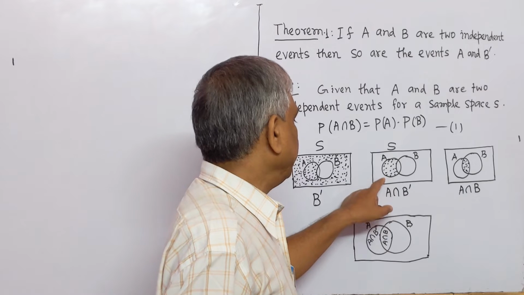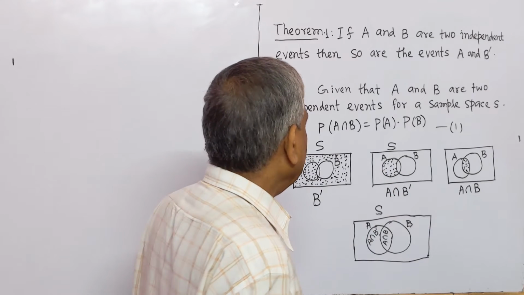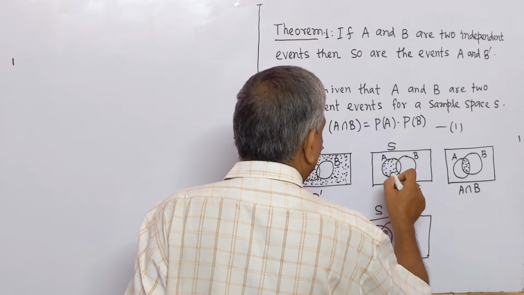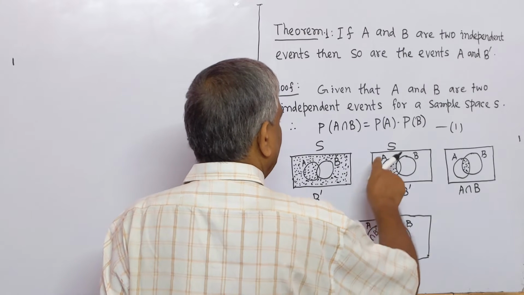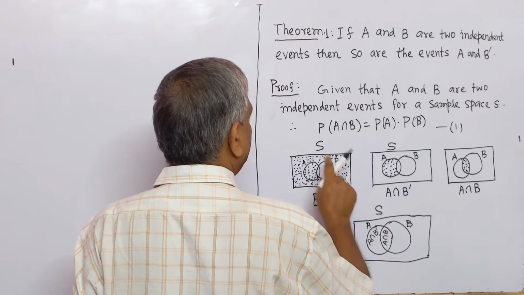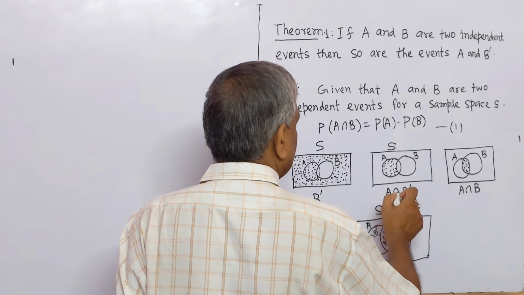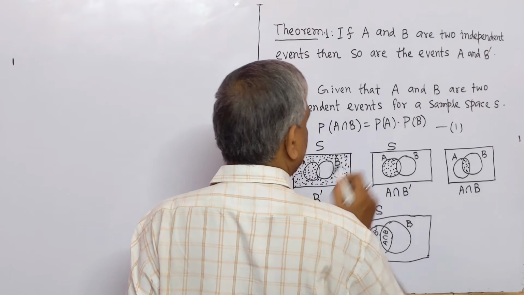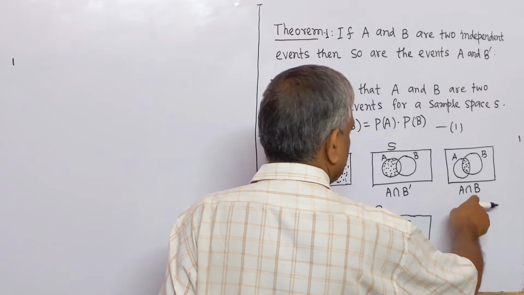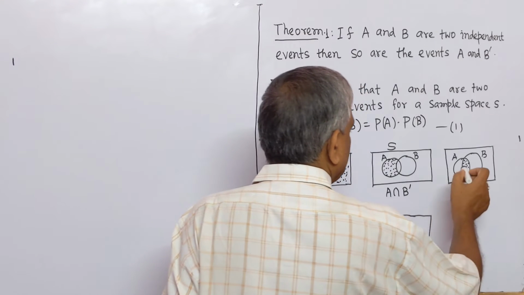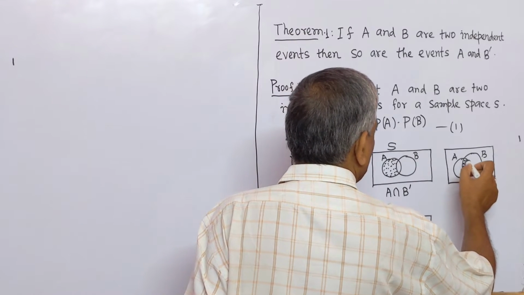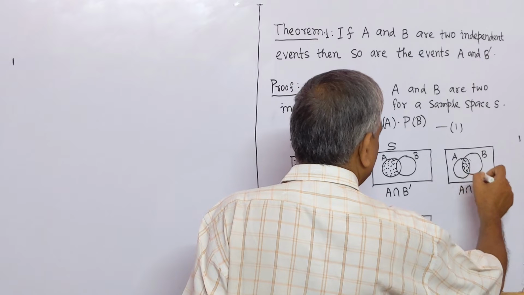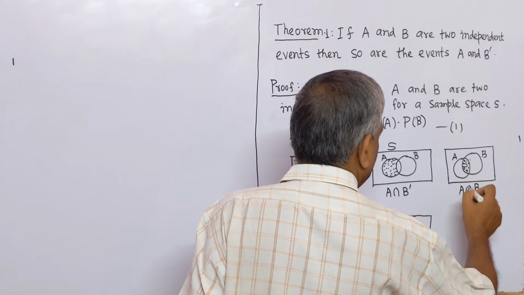Now we come to the next figure. Here this dotted portion is the common place between A and complement of B. That means this dotted portion is A intersect complement of B. Now, next figure. Here this dotted portion is common place between the event A and event B. So this portion is A intersect B.